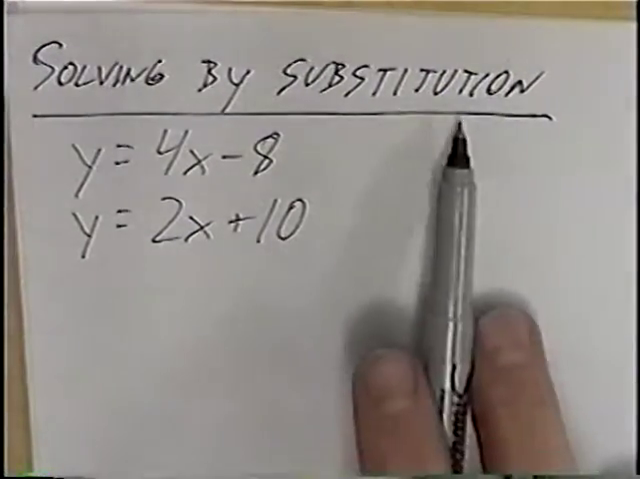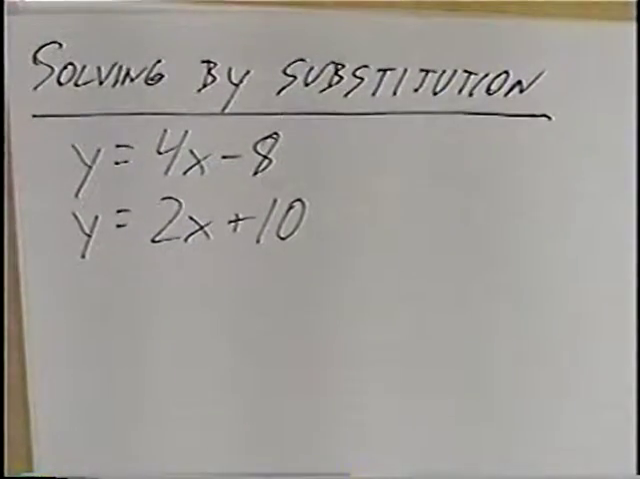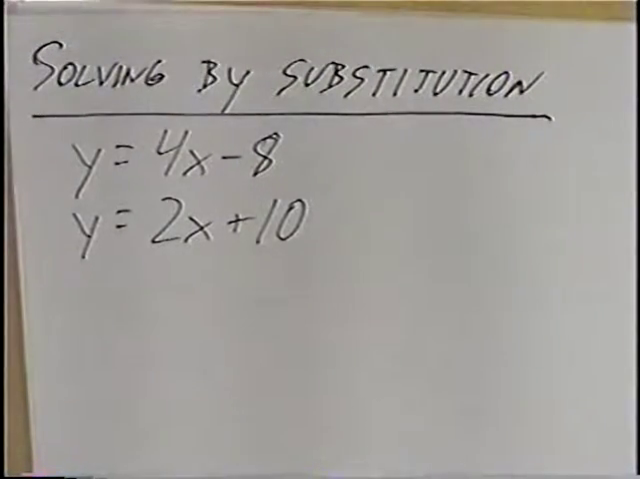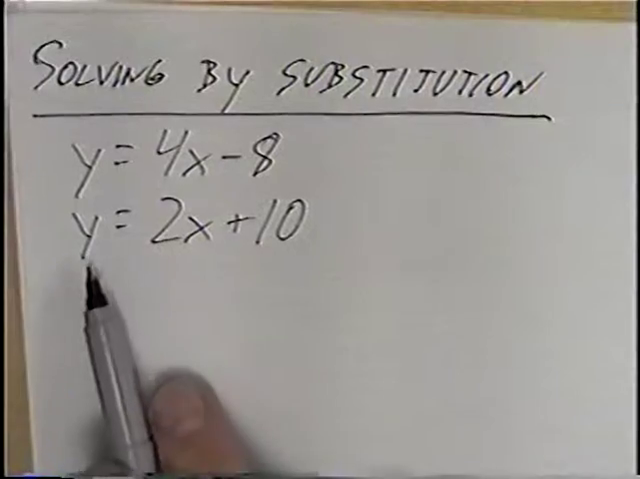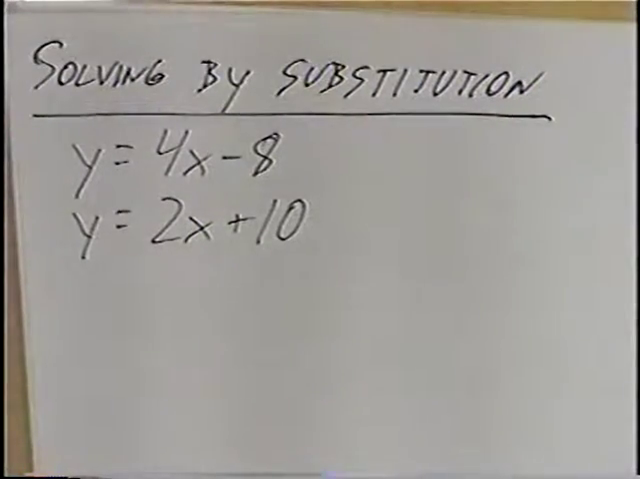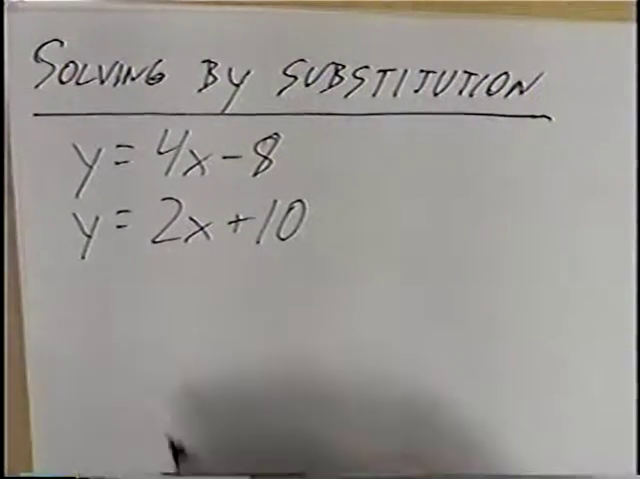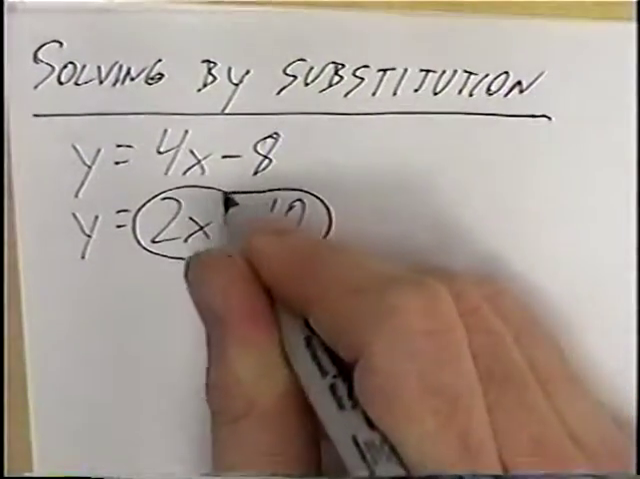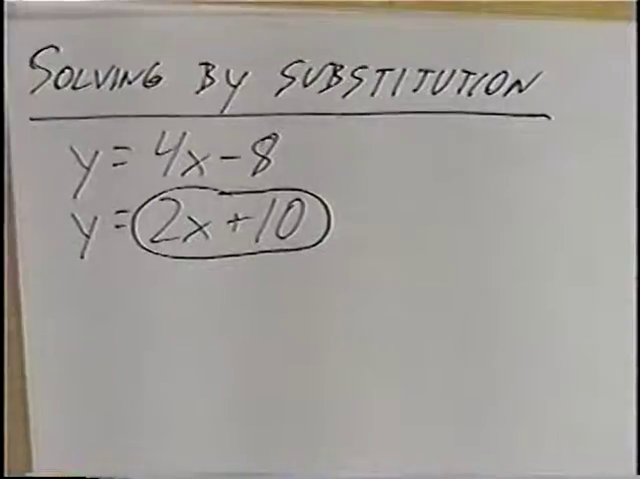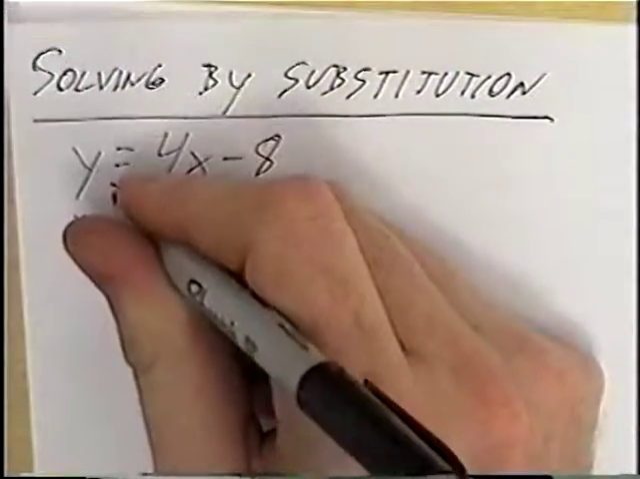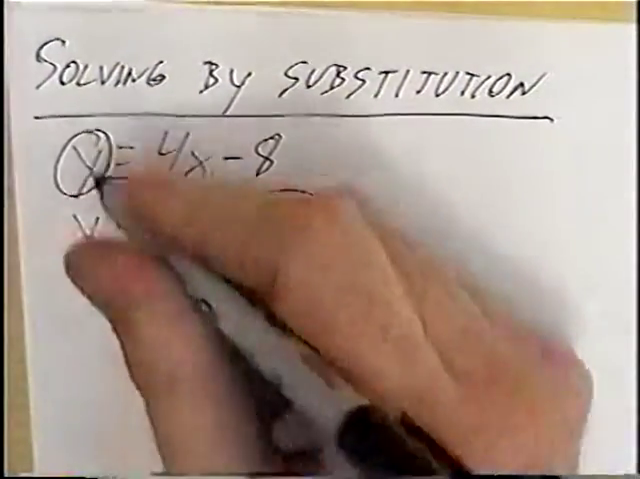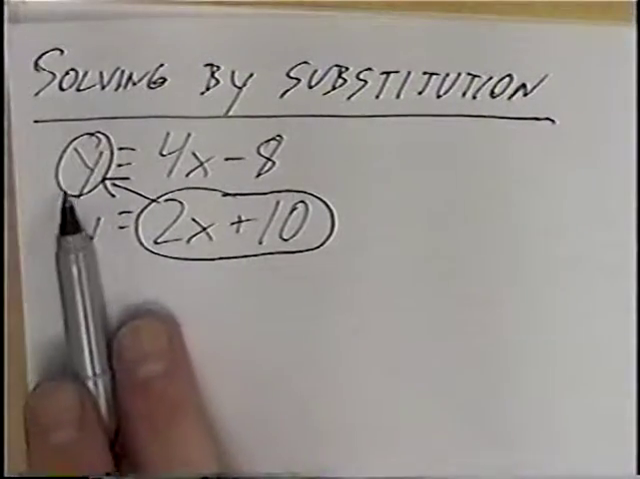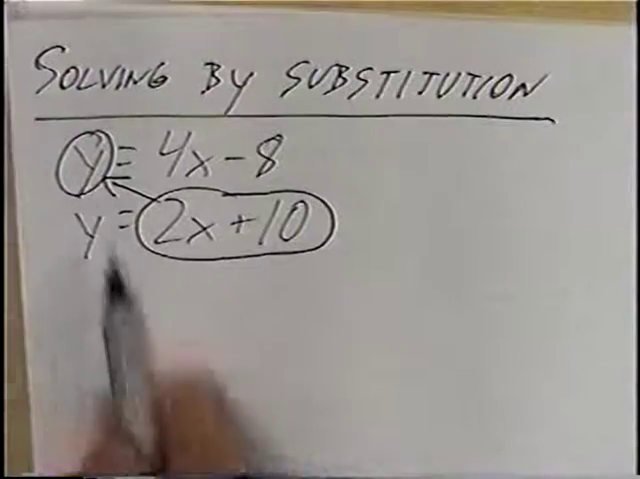To solve by substitution, we'll substitute or replace one of the variables. In the first equation, y equals 4x minus 8. And the second equation, y equals 2x plus 10. We don't know the number for y, but we have an expression for that. We can substitute and replace for the other y. So y is equal to 2x plus 10, which means we can replace the other y with 2x plus 10.